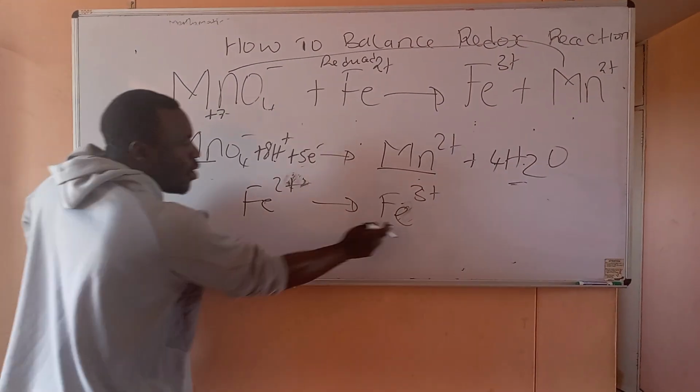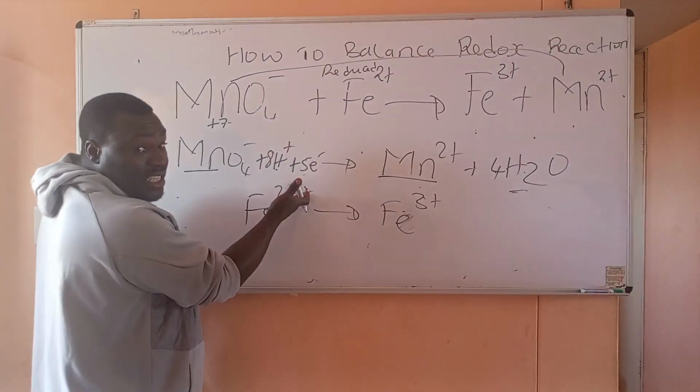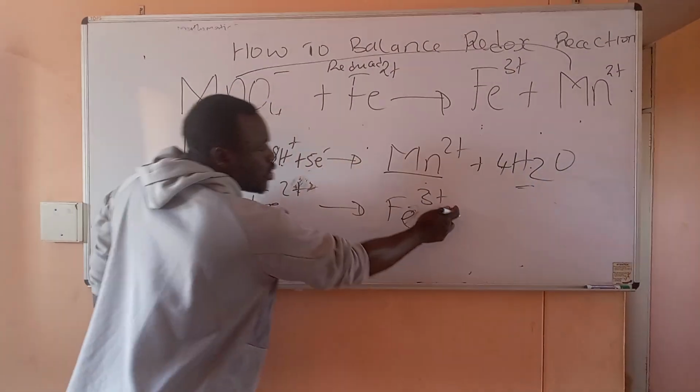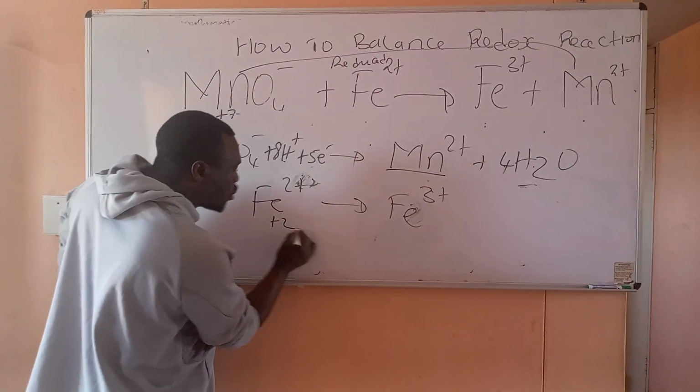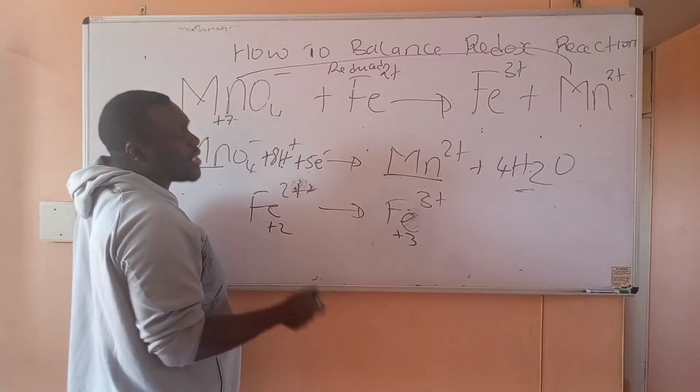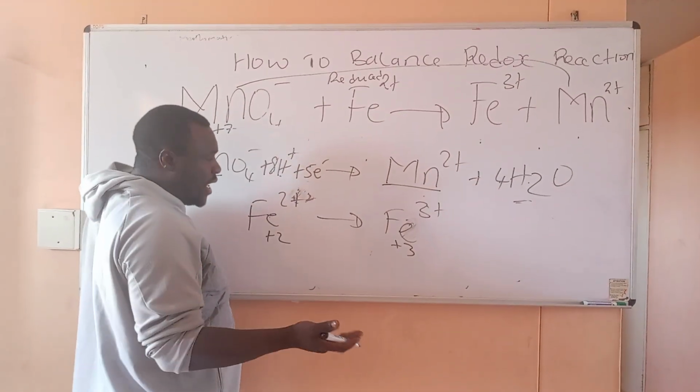How many irons are here? 1, 1. Iron is balanced. Let's balance their charges. Plus 2, plus 3. Charges are not balanced. So we have an overall charge of plus 2 and a charge of plus 3. We balance charges using electrons. When do we add it?